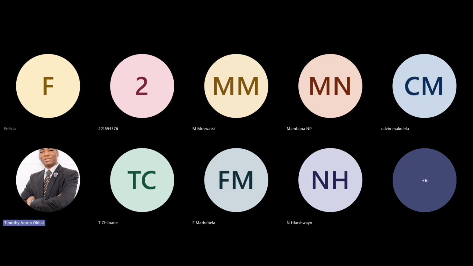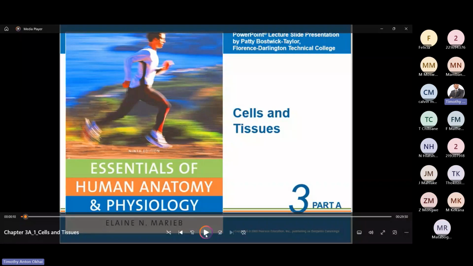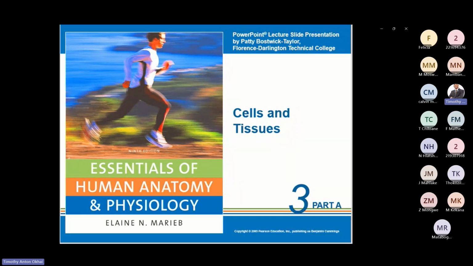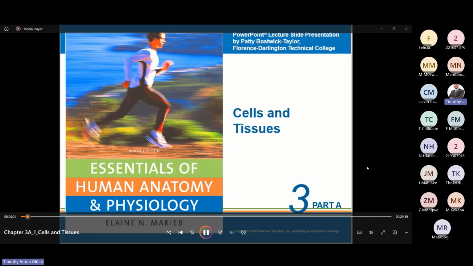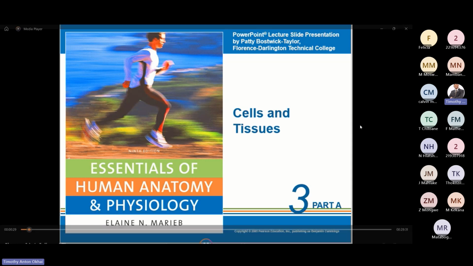Chapter 3 is about cells and tissues, and the presentation is going to explain what we're going to cover under chapter 3. We shall be talking about cells and tissues. And under this topic, we shall look at the generalized structure of a cell. We shall look at the different cellular organelles.